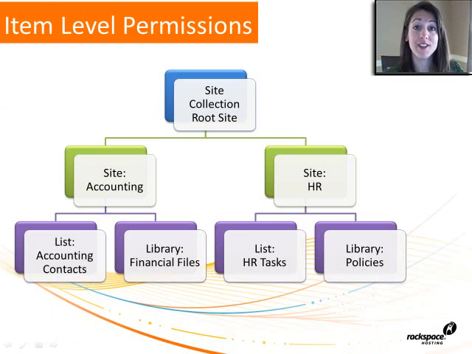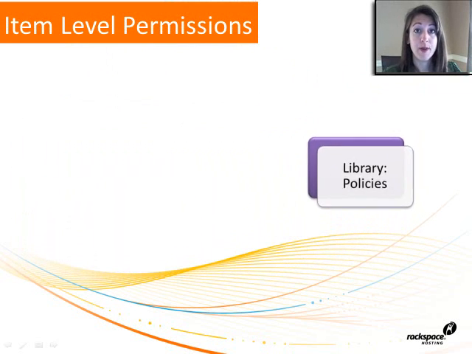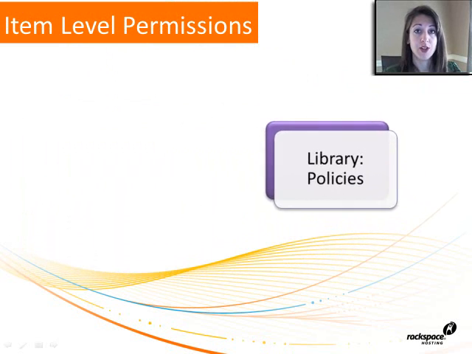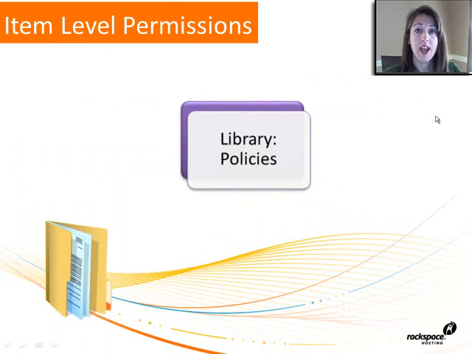As you see here, this is a very simple version of the site structure that we created in the previous two videos. We're going to get a little more simple. We're only going to talk about item level permissions on one particular library. So we're going to focus on the company policies library, and we're going to talk about all those folders and items that could be inside of that library and how we can apply permissions to them.